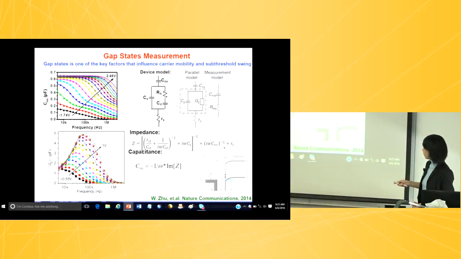So here shows measurements at different voltages. If biased in the band close to the band edge, we have a higher response frequency.